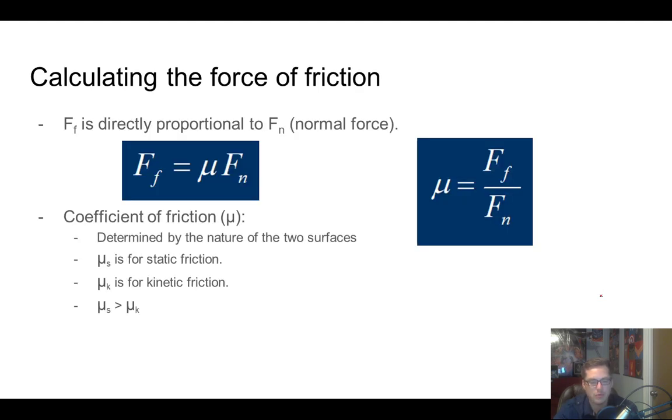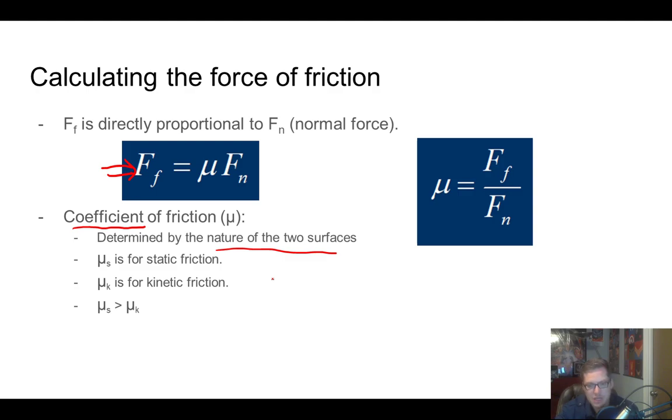A couple of important formulas that you need to know. The force of friction is equal to mu times F_N, the normal force. So the frictional force is directly proportional to the normal force. That makes sense. The harder you're pushing down on something, the harder it is to keep it going, and the harder it is to get it started. So the force of friction is equal to mu times F_N. Mu is called the coefficient of friction, and it's determined by the nature of the two substances that are interacting with one another.